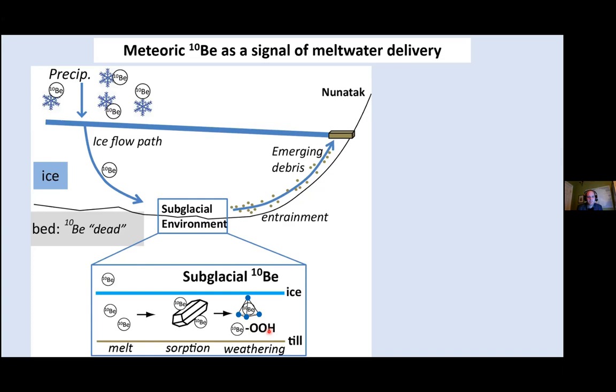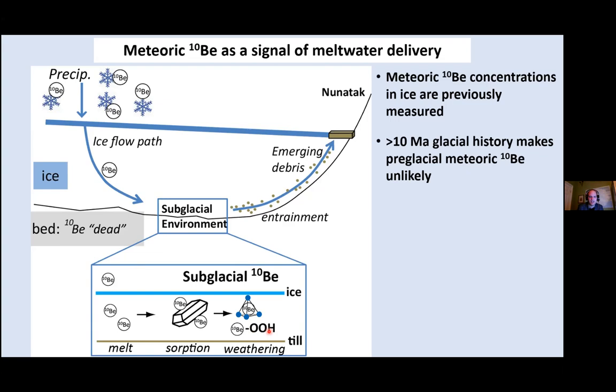So the nice thing about using a tracer in ice is that its concentration is known. It's well characterized in ice cores, which have been previously measured. And at least at this site, Mount Akradar, we're confident that there isn't a history of preglacial exposure, and that the half-life of the isotope would preclude inheritance.